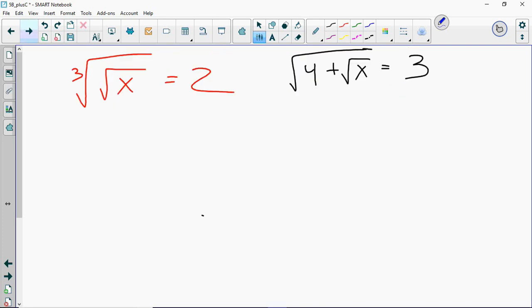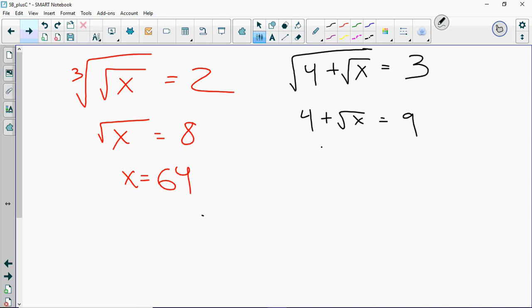We could also have radicals inside of radicals. So on the left, if we raise both sides of this equation to the power of 3 to get rid of the outer radical, that'll leave us with a square root of x equaling 8, and then we square both sides and find that x is equal to 64. On the right, we square both sides to get rid of the outside radical, and then we subtract the 4, and then we square both sides and find that x is equal to 25.